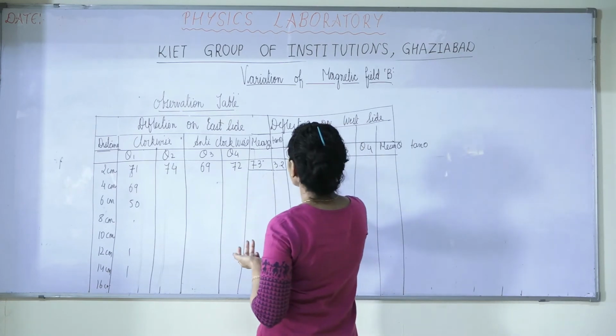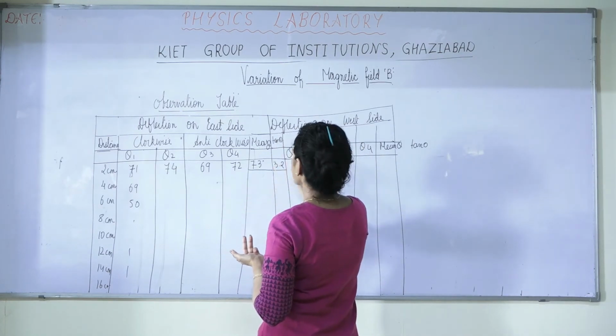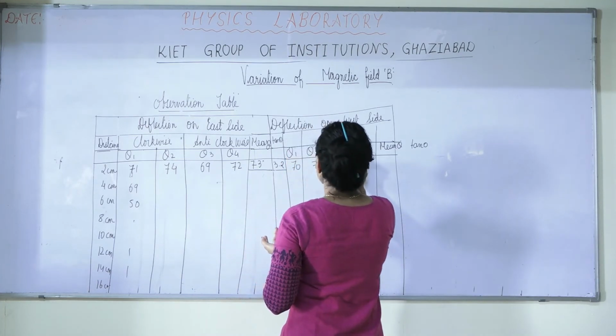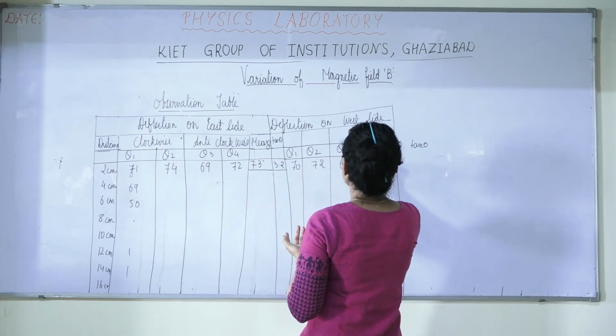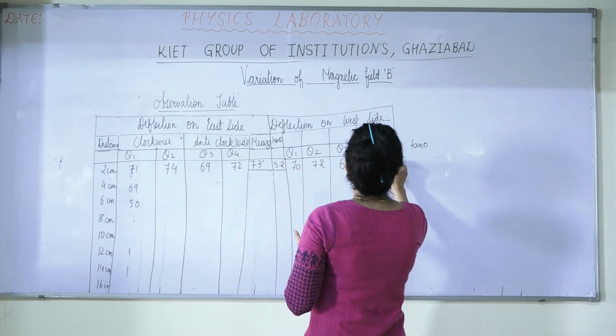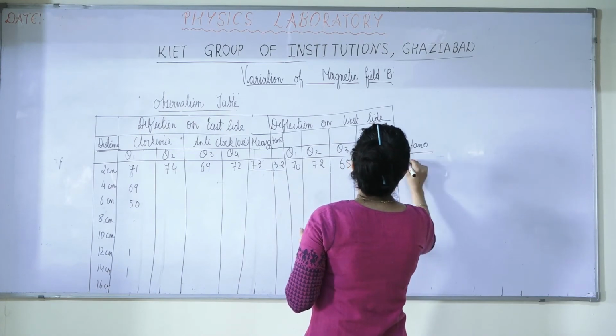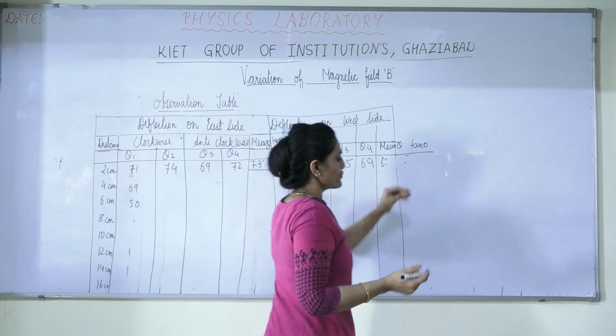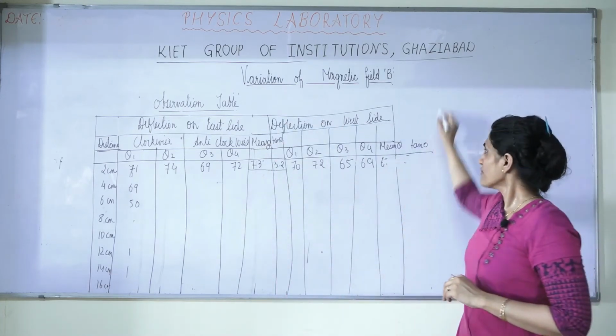Right now I can write an approximation, that is, something like 70, 72, 65 and 69. So my mean theta will be in the range of 69 or 70, and tan theta I will get in the range of 3 or 2. So in this way we will perform the experiment.